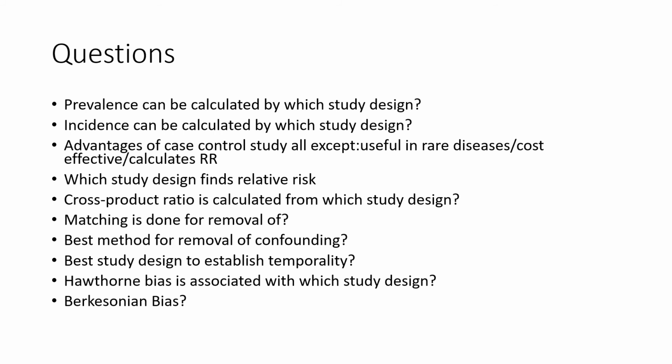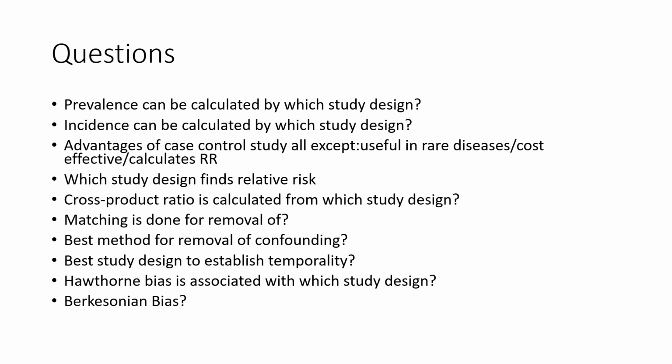Incidence can be calculated by which study design, where prevalence is from the cross-sectional study design and incidence, of course, from the cohort. Advantages of case control study are all except useful in rare diseases, cost effective, calculates the relative risk. Well, case control study never yields the relative risk. Which study design finds relative risk? Of course, it is the cohort study.